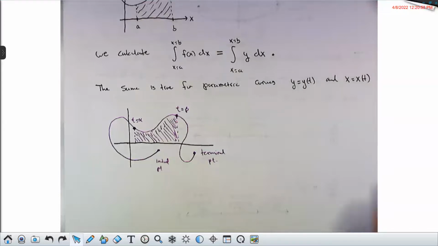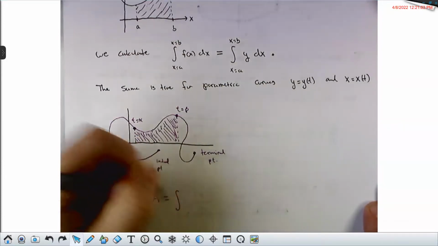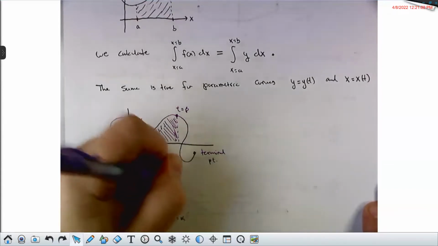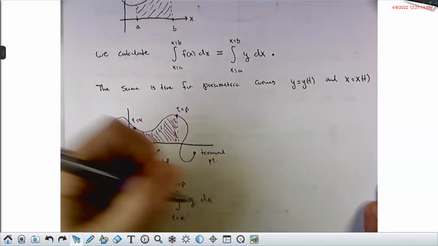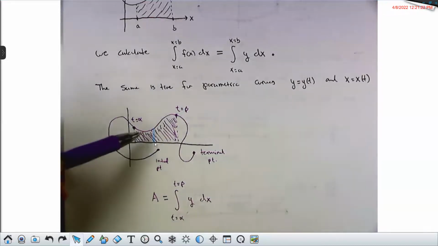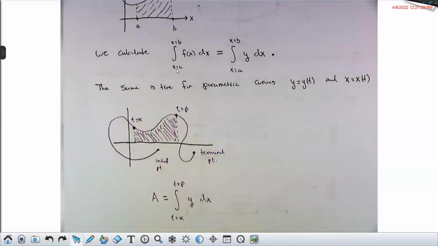Well, the area here is the same thing. You have to integrate from t equals alpha to t equals beta of y times dx. You're still thinking of splitting this region up into a bunch of little tiny rectangles. Each one of those little tiny rectangles has a height, which is a y value, and a little tiny width, which is dx. It's just that y isn't equal to f of x here. y is equal to y of t.